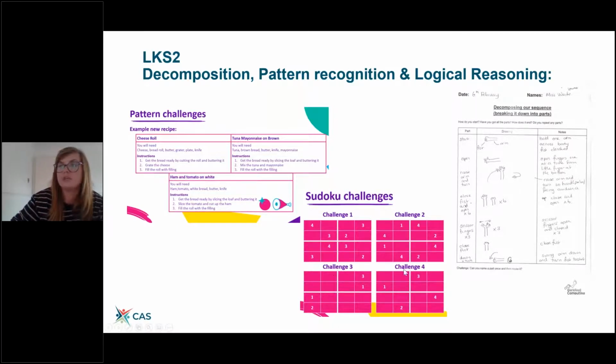Logical reasoning, there's one about Sudoku, which is really nice. Stuff like this ties into your maths anyway, but this is a really nice one because it gets them to work in pairs, and they can't put a number in unless they both agree. So it's just trying to think about logic, which way you're going to do it.